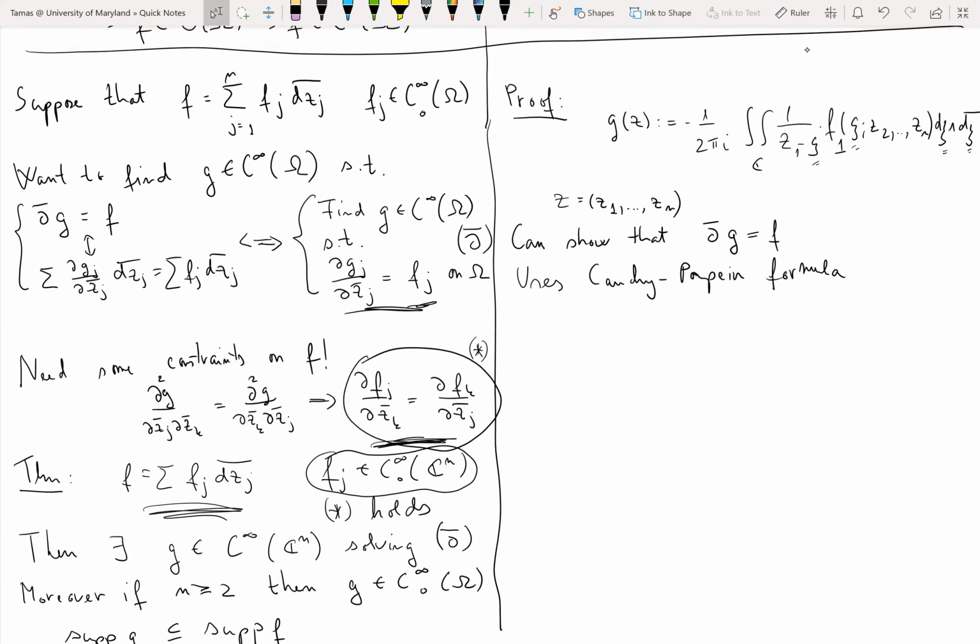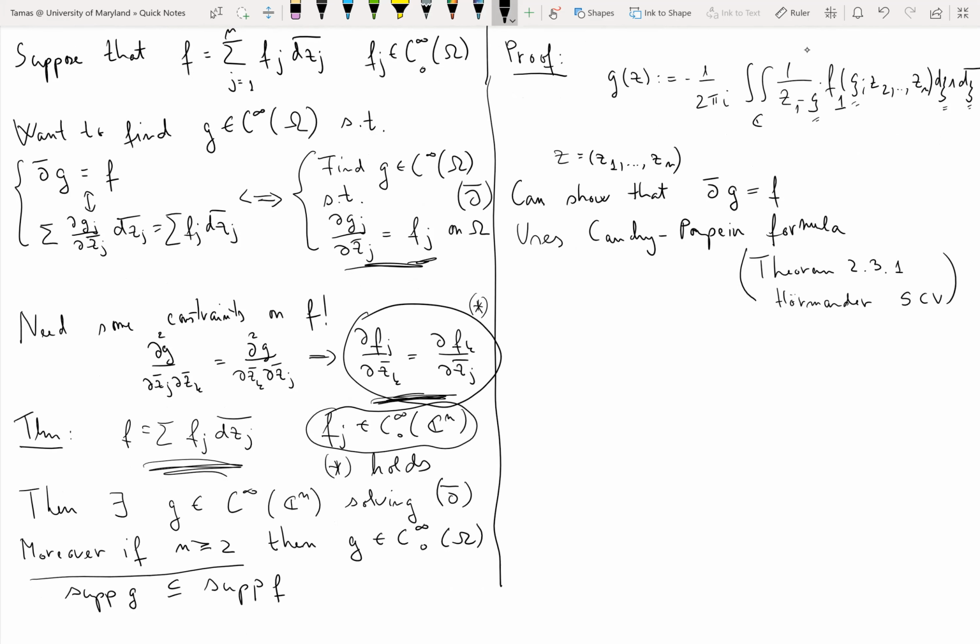Maybe I just want to give you a reference where this is written out. So for example, you could look at Theorem 2.3.1 in Hormander's several complex variables textbook. The point I want to emphasize is this second fact here, which is going to come in.